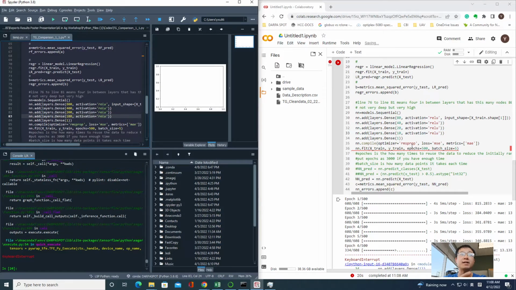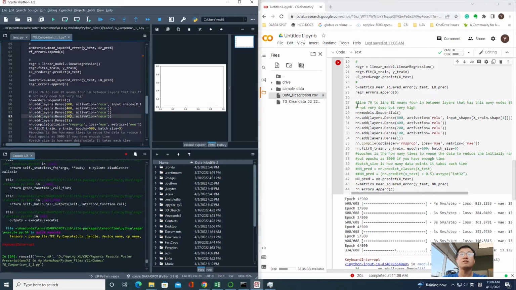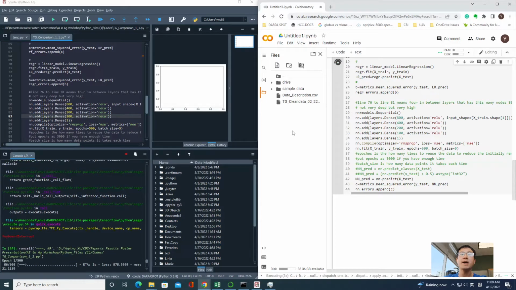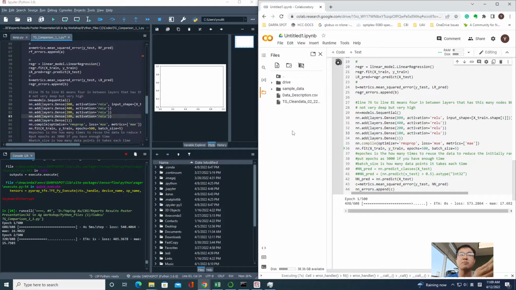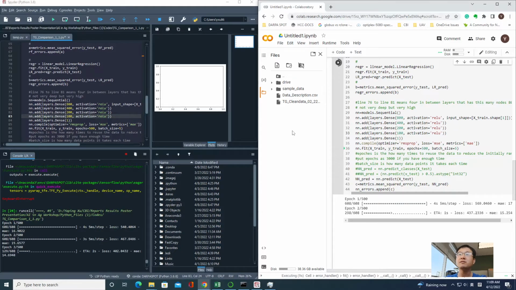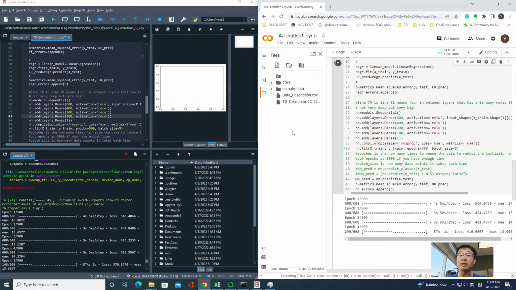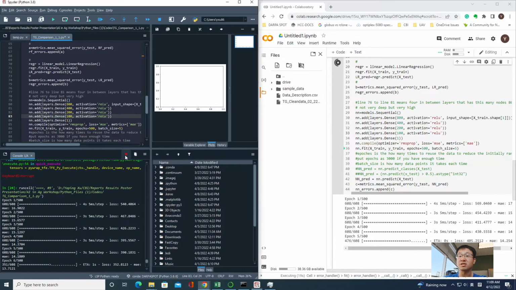Let's try 800, 400, 200, 100, and 1. Start. Alright, this time the left hand side has 5 milliseconds per step and the right hand side is also 5 milliseconds per step, which means running it on CPU and GPU are about the similar speed.